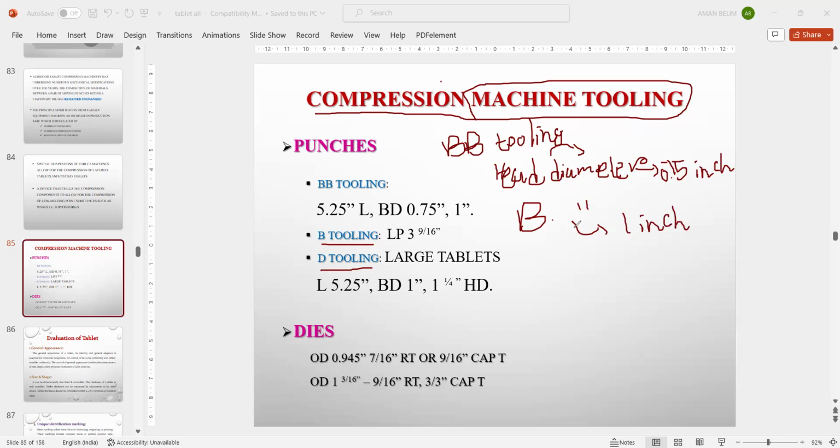So it is about the punches, that is the upper punch and lower punch, as you know. There are upper and lower punches in the tablet compression machine, that is the multi-station rotary press, right? So in that the punches are present, and in those punches there are two types of diameter, that is head diameter and barrel diameter. The head diameter in case of BB tooling, and this BB tooling is for the small tablets.